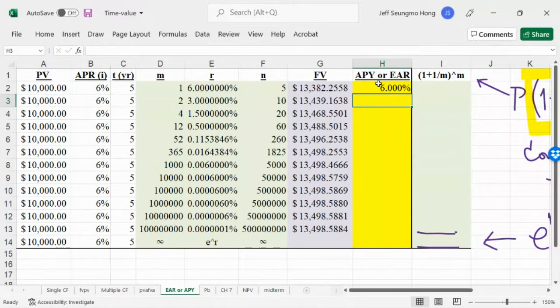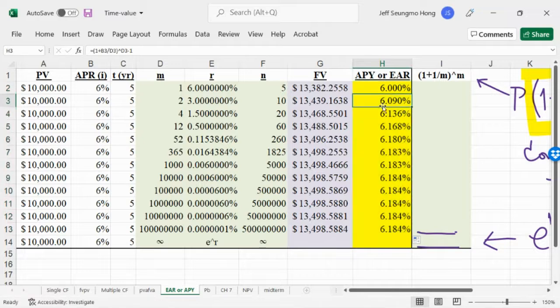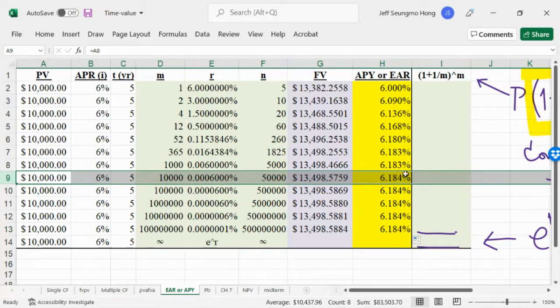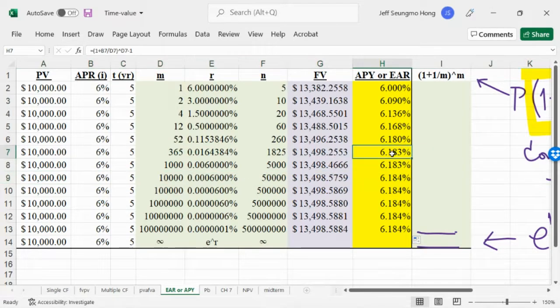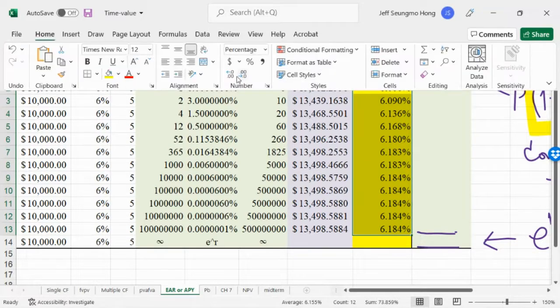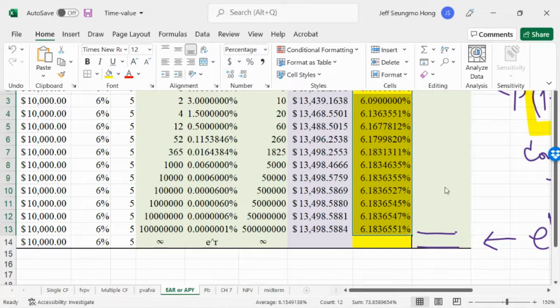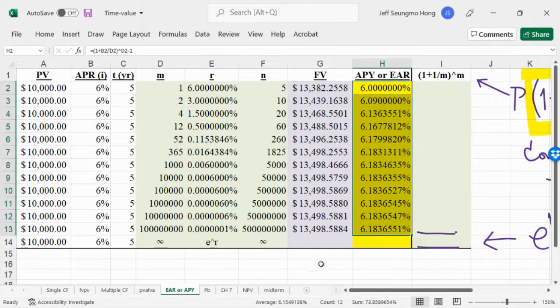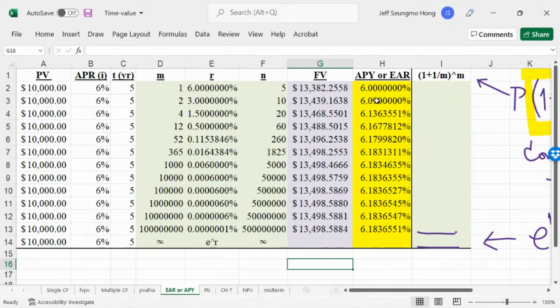But we're talking about the net return. If m is 1, there's no difference. But as the m goes up, you will see that the simple interest rate will have to go up as well. And you might say, oh, it's going to be all the same after 10,000. Actually, you will see the difference if I increase the decimal, and you see the difference there? So this is APY or EAR, okay?